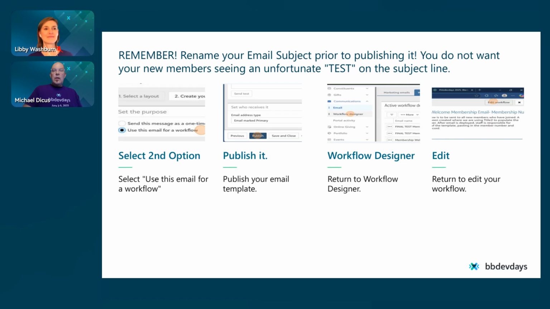So we're going to go back to the workflow email. We're going to make sure we're removing all the test gobbledygook, no oopsie daisies. We're going to use the email for a workflow, and then we're going to publish it. And then we're going to head back over to the Workflow Designer, and we're going to continue editing it.